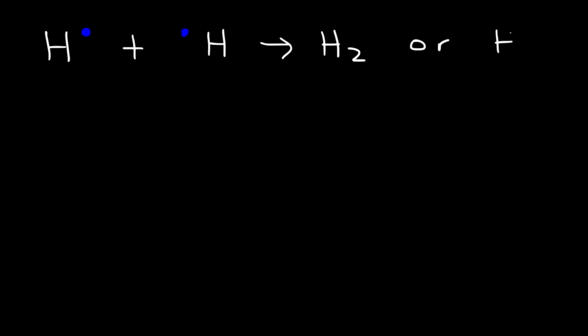In this video, we're going to talk about molecular orbital theory. So let's use hydrogen as an example. Hydrogen has one valence electron, and if we mix two hydrogen atoms together, these two will combine and form the hydrogen molecule, which you can also represent like this.